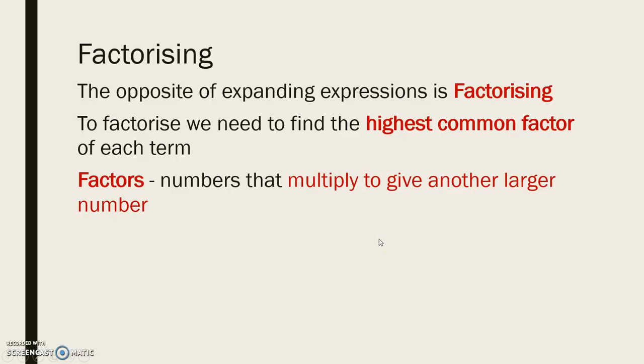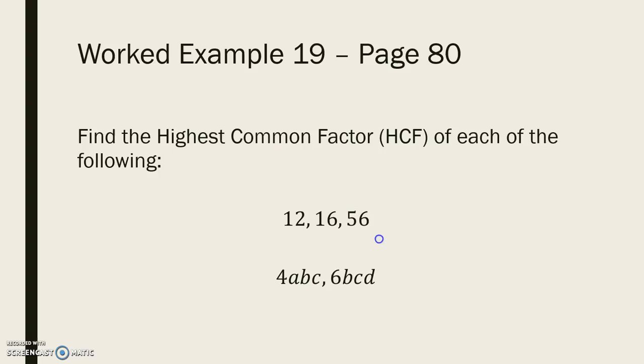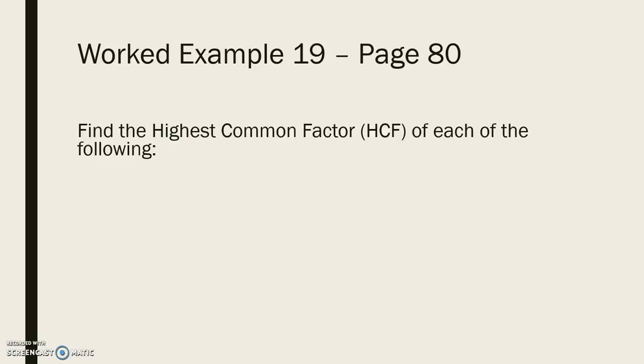Factors, you may recall, are the numbers that multiply to give another larger number. For instance, 3 and 2 are factors of 6, as are 6 and 1. So what we're looking for is just going through and finding the highest common factor. The easiest way to do that is to list out the factors until you become proficient or are able to do it in your head.